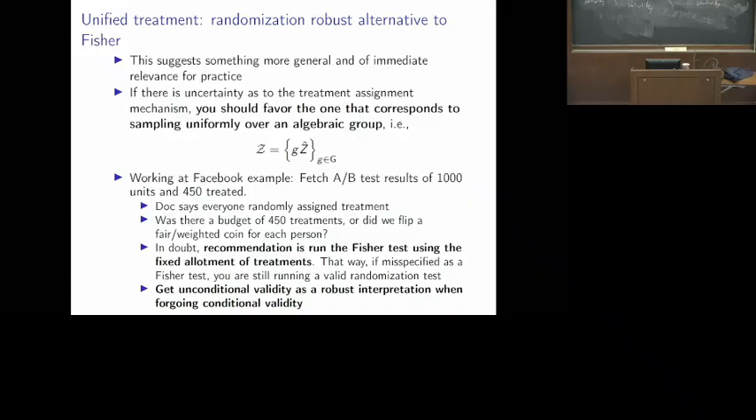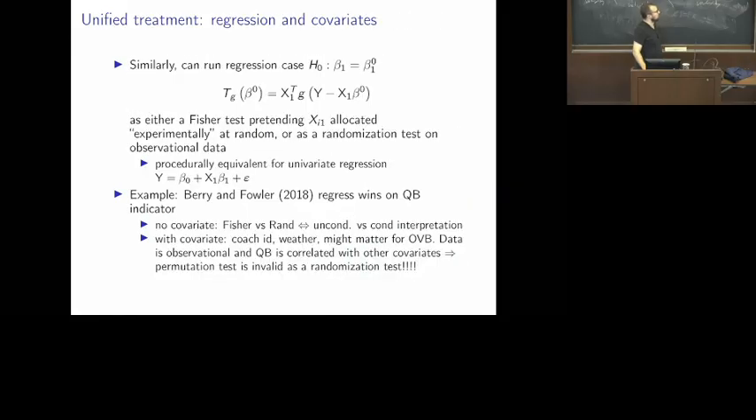Well, now we have an answer. In doubt, the recommendation is to run the Fisher test using the fixed allotment of treatment, if that's one of, in your mind, the equally likely treatment assignment mechanisms. That way, if you're misspecified as a Fisher test, you're still running a valid randomization test. You get unconditional validity as a robust interpretation, forgoing the conditional validity of the Fisher test if you were misspecified. And to our discussion before, maybe that's all you cared about in the first place. So maybe you get this robustness at no cost. So that's a practical implication for picking G in the admittedly specific case where there's uncertainty about the treatment assignment mechanism.